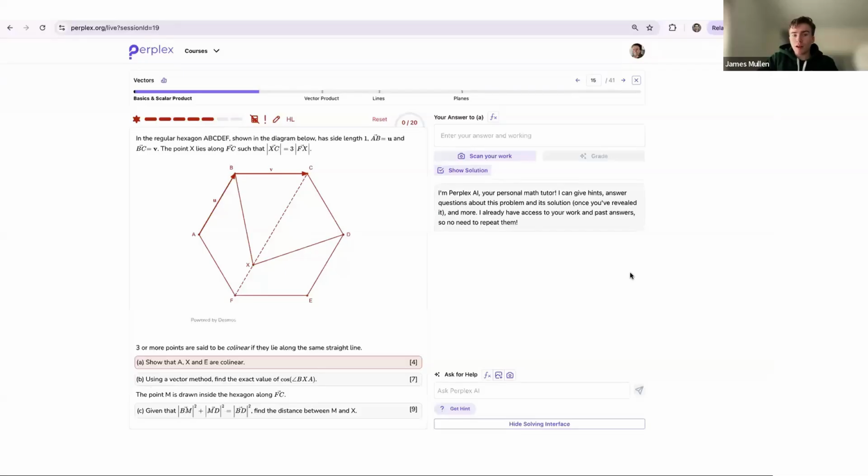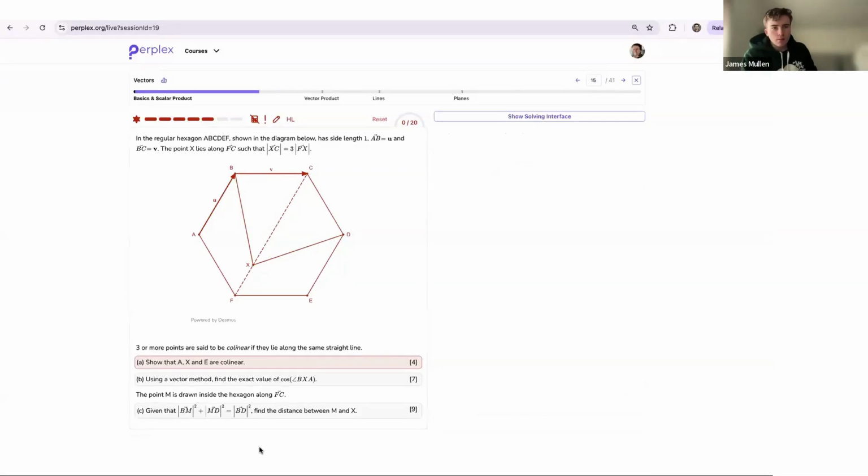Okay, another hard problem. I'm going to give you a 5-minute head start, and then I'm going to catch up behind you. All right, so we have a regular hexagon A, B, C, D, E, F. Regular meaning that all of its sides have the same length, okay? And AB is equal to u, and BC is equal to v. Now, the point X lies somewhere along the diagonal FC, such that XC is equal to 3 FX. Not f of x, 3FX. And we want to show in part A that the 3 points A, X, and E are collinear, meaning that they lie along a straight line.